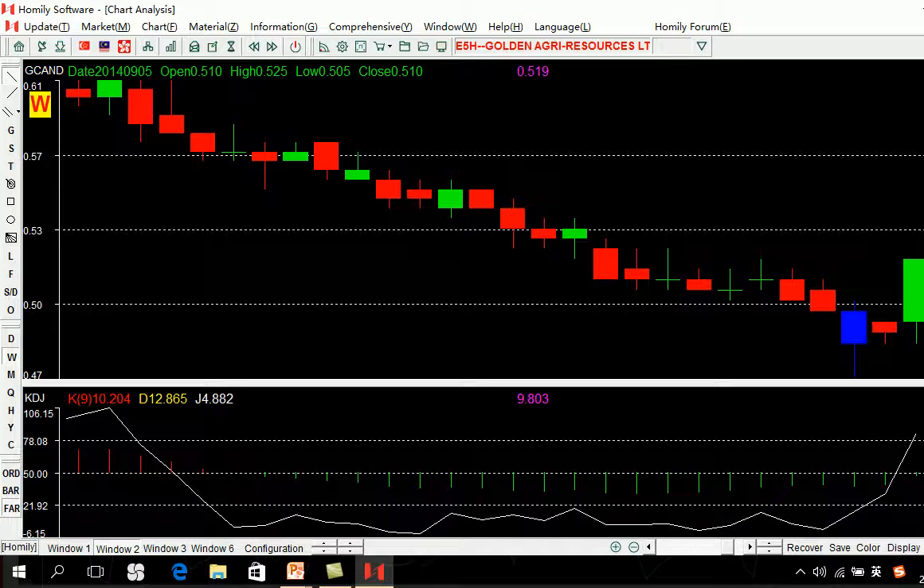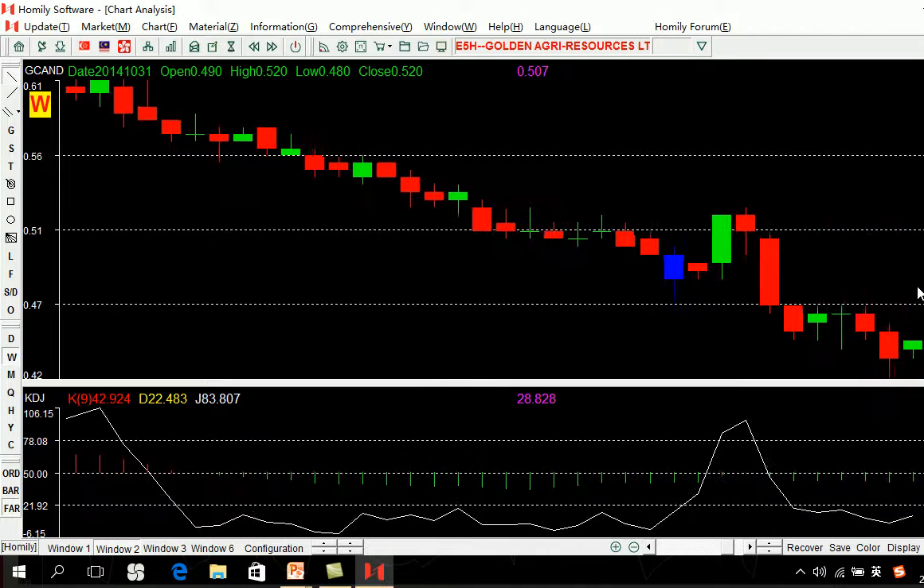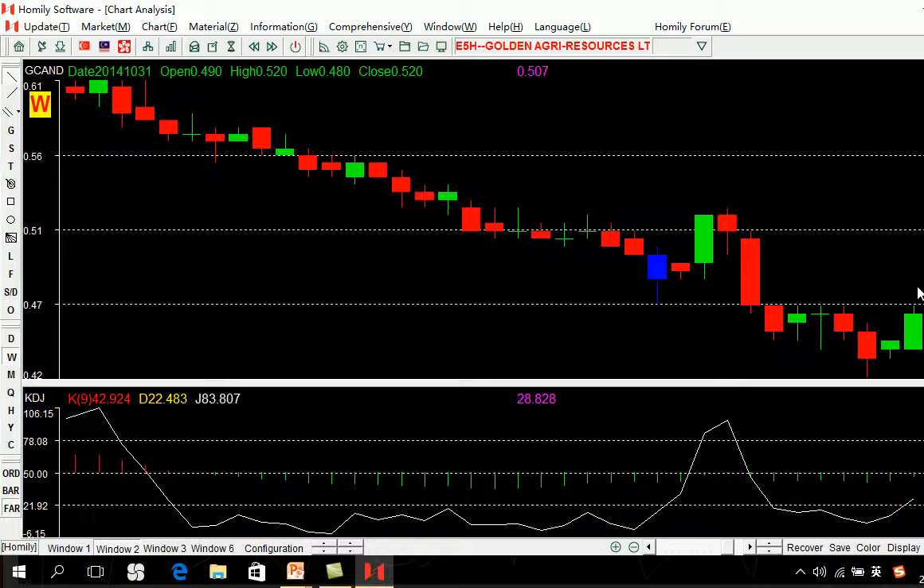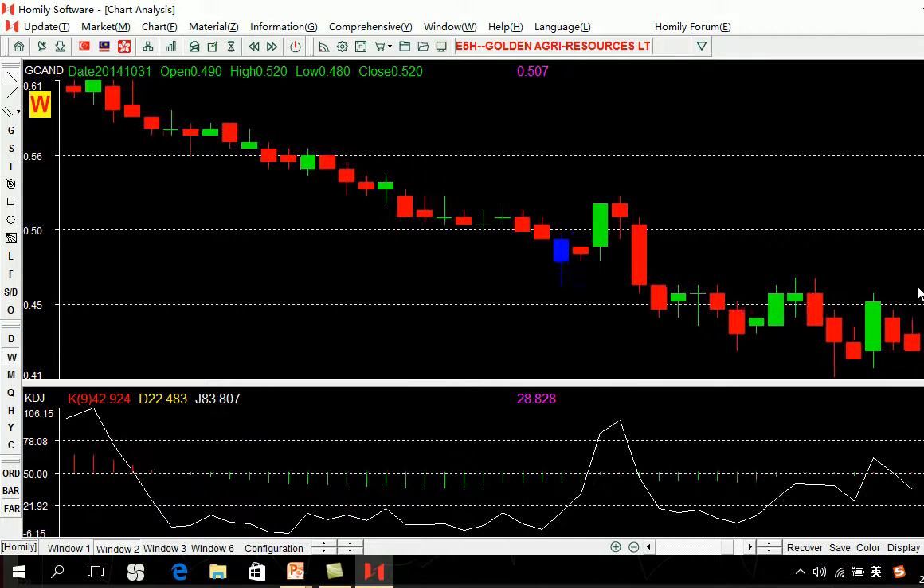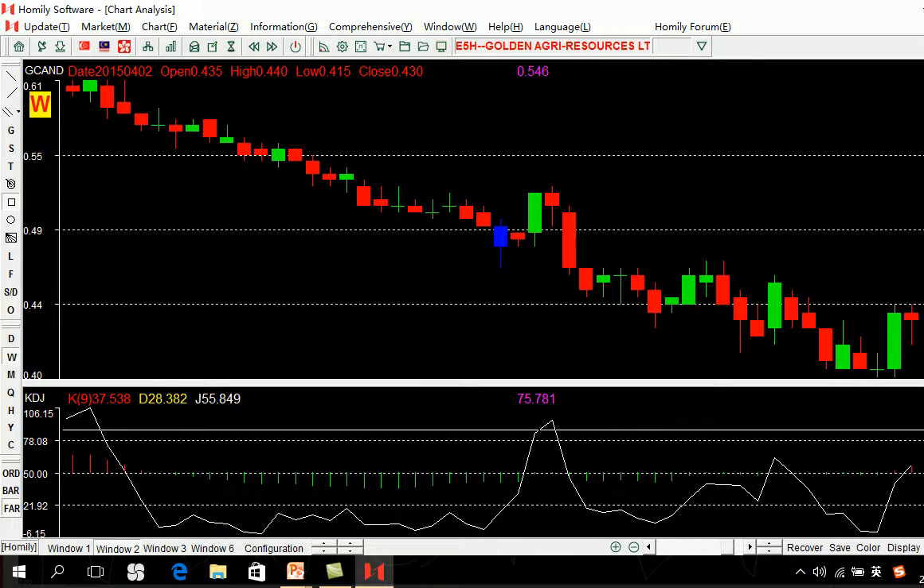Okay, then we can see the first situation. J line upward crosses the 50 axis, then the MACD is here, green column. Can buy or not? But you can see the price sharply up. Maybe you want to buy, right? You hope you can buy. Then you cannot buy. If you buy, you will lose some profit, okay? Then we wait and see, can we buy here or not?